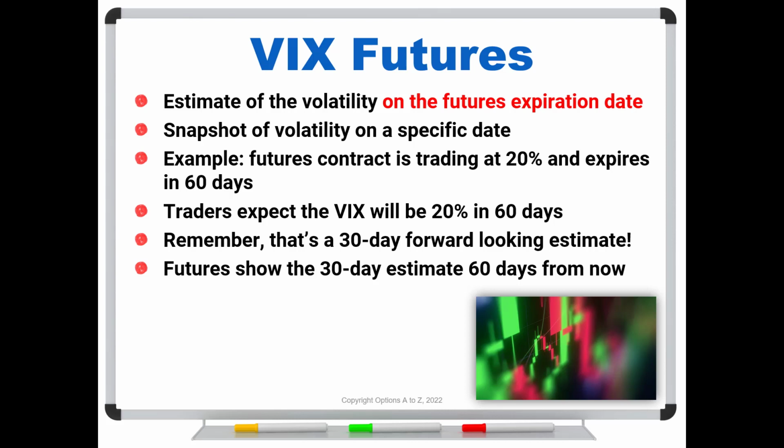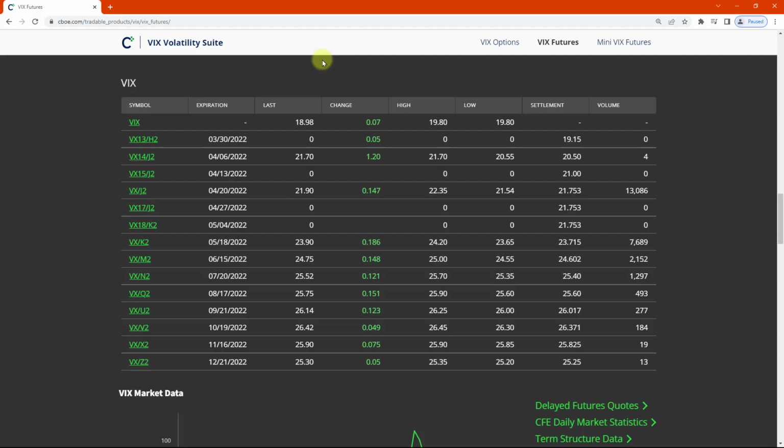So for example, let's jump over to the CBOE's website and take a look at some VIX Futures Quotes. Okay, so on to the CBOE's website. We are at the VIX Futures Quotes page. These are various expirations. So you can see that the VIX for April 20th, that is an expiration date, would be the same as the option. They would have the same expiration date. It last traded at 21.9.